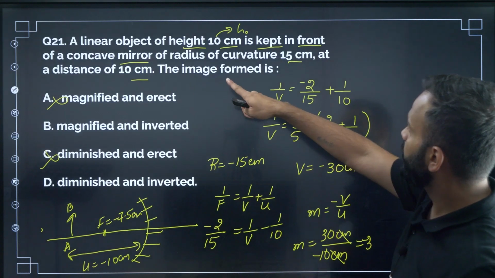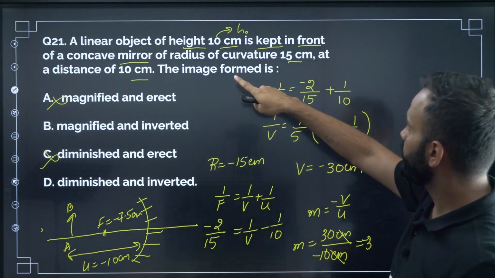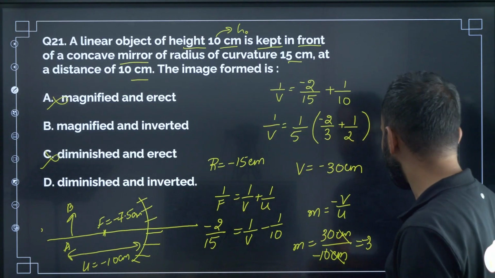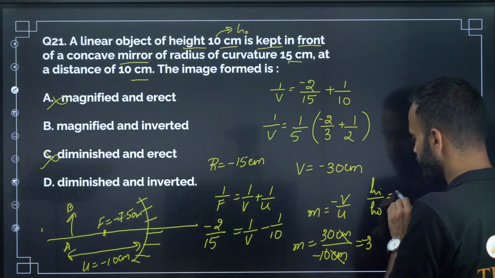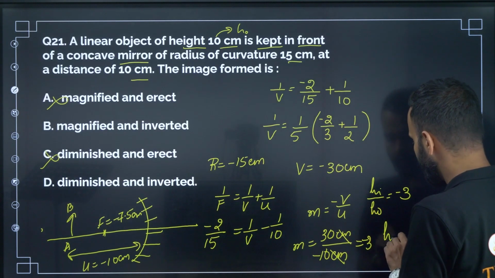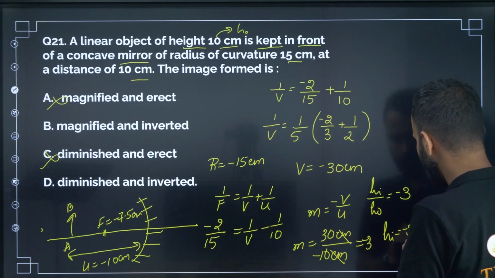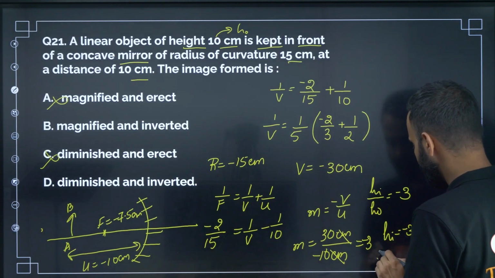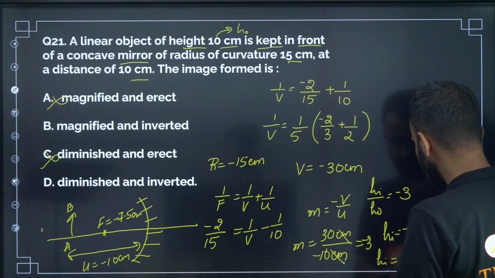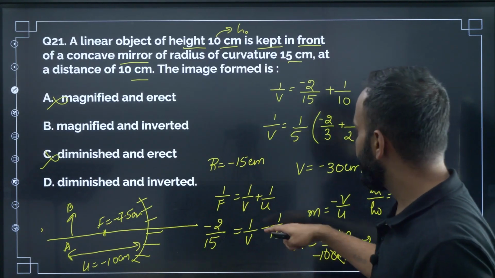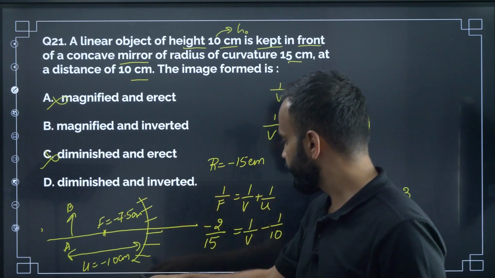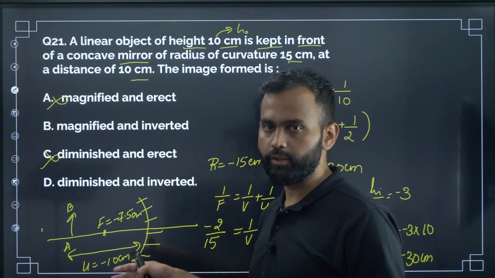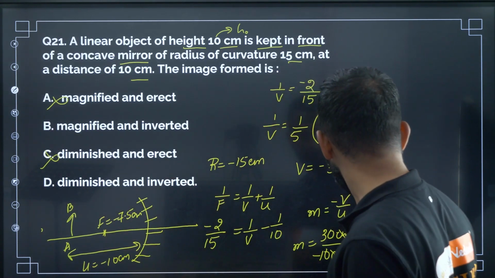So what is the height of the object? Height of the object is 10 centimeter. So height of the image by height of the object is equal to minus 3. Height of the image is minus 3 into height of the object, that is 10 centimeter. So height of the image is equal to minus 30 centimeter. The negative sign indicates inverted. I already told you, here we are using a concave mirror, so we will get an inverted image.